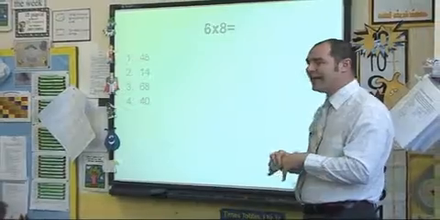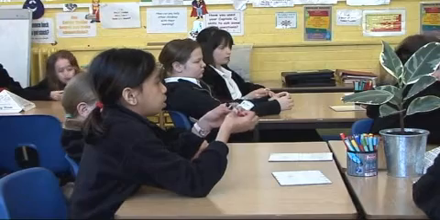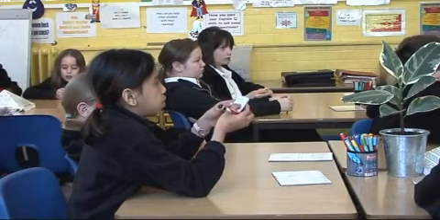I've used TurningPoint to assess the children on their 3 times table, the 4 times table, and I've identified that in Year 6, for my middle ability group, their problems lie within the 6 times table.